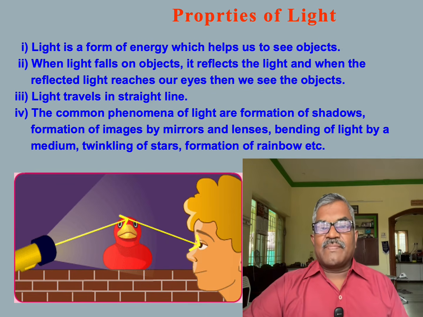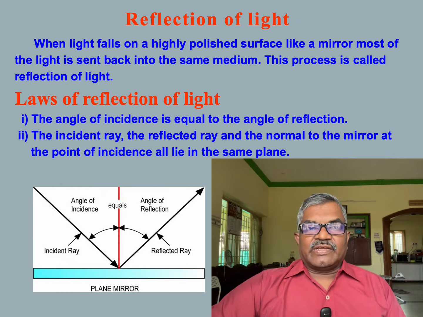Properties of light. Light is a form of energy. Light always travels along a straight line. It does not need any medium for its propagation, that means traveling. The speed of light in vacuum is 3 lakh kilometers per second. Light consists of 7 colors. Different colored light has different wavelength and frequency.